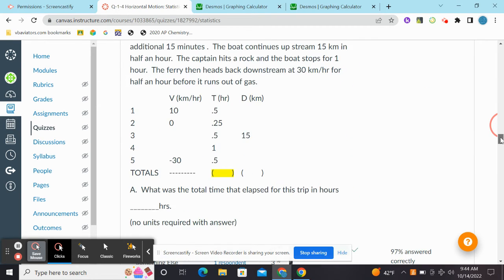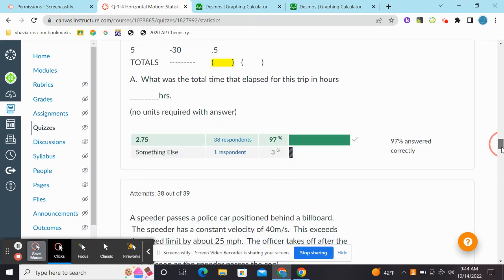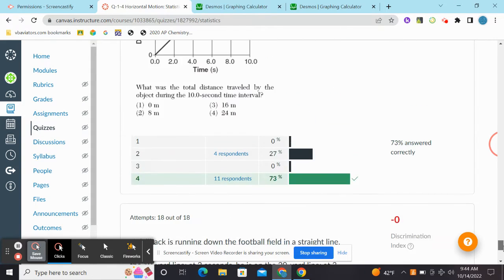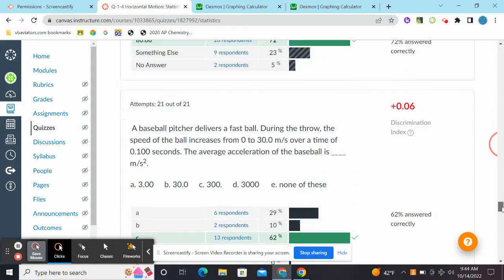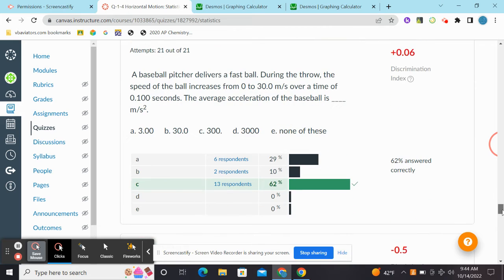Then for the other one, coming through and adding up times, 97% of us could get 2.75. That's really all you had to do, is go through and add those up. We'll hop down to more multiple choice questions, and we'll come back and do the T-catch problem at the very end. It says a baseball pitcher delivers a fastball.